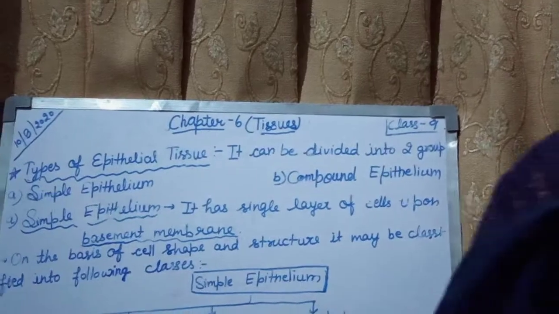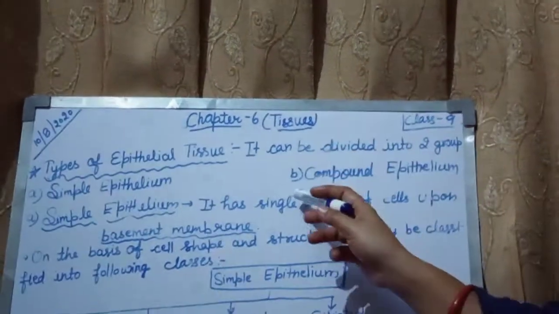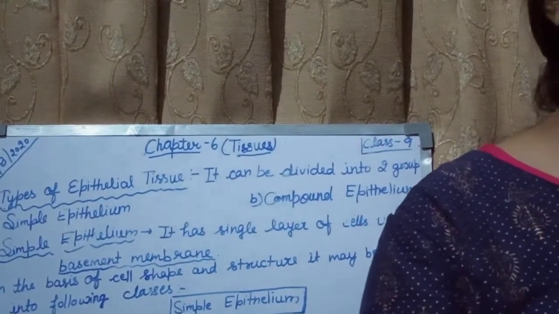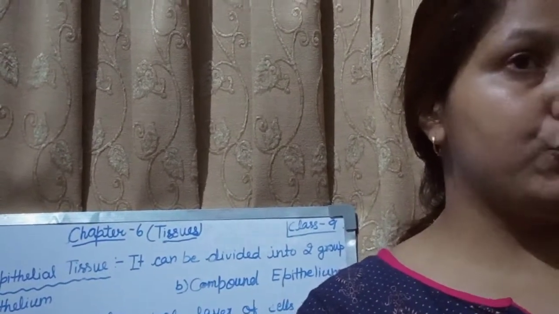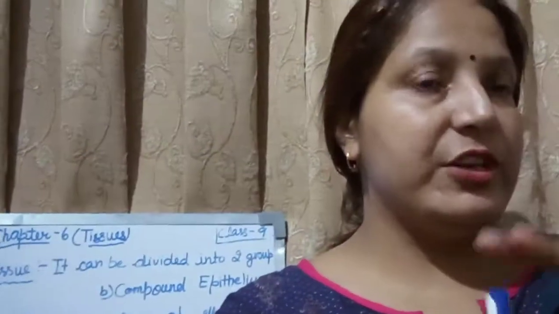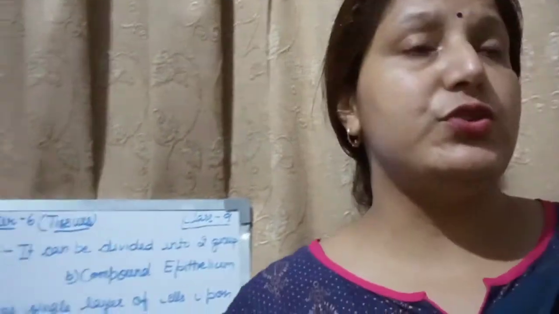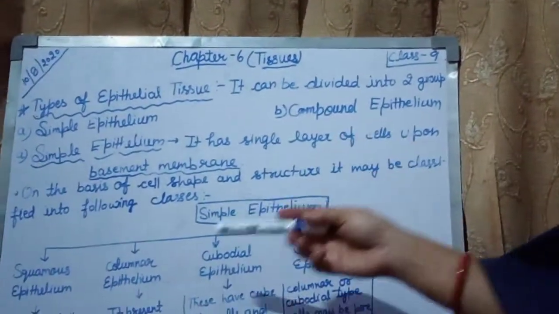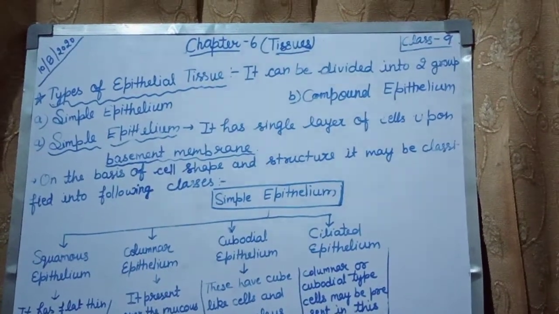Simple epithelial is made up of a single layer of cells and it is attached to the basement membrane. The basement membrane is found between the simple epithelial tissue and the connective tissue. Connective tissue and epithelial tissue bind with each other with the basement membrane. On the basis of cell shape and structure, simple epithelial tissues are divided into four types: squamous epithelial tissue, columnar epithelial tissue, cuboidal epithelial tissue and ciliated epithelial tissue.